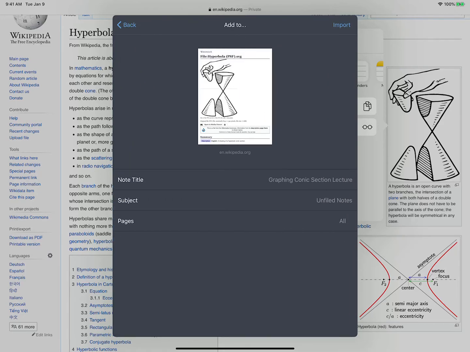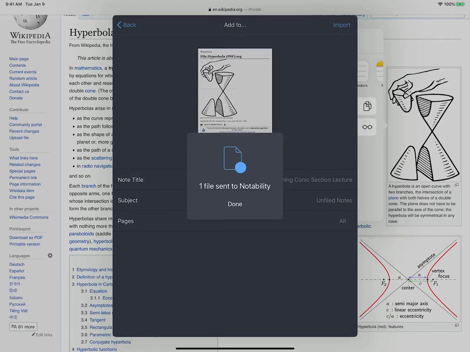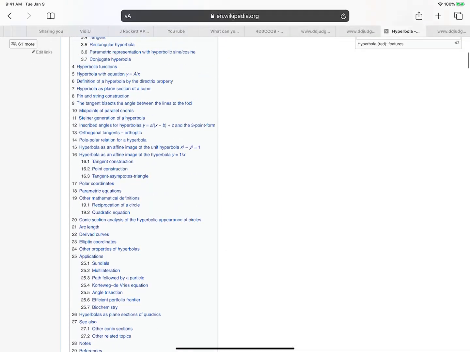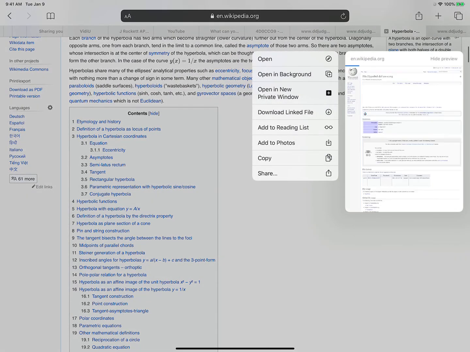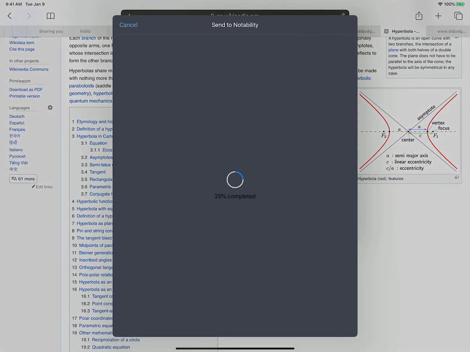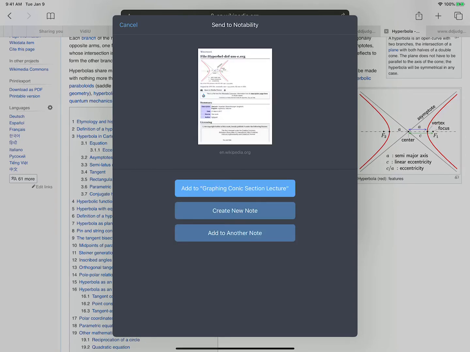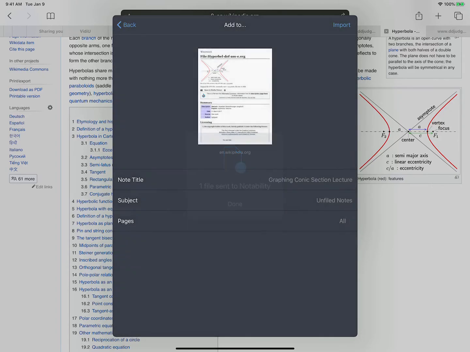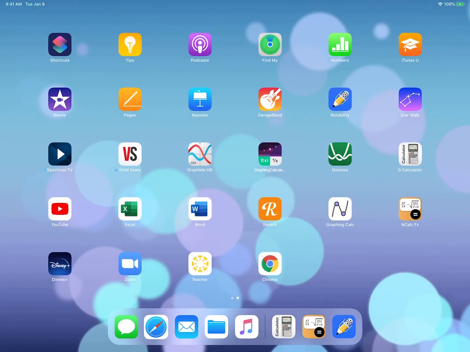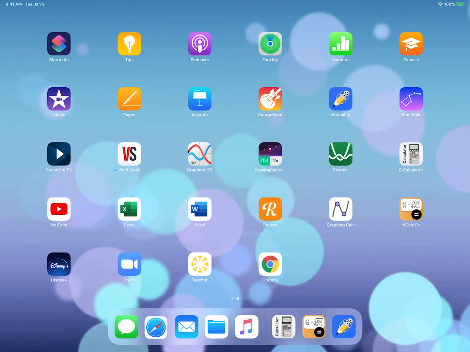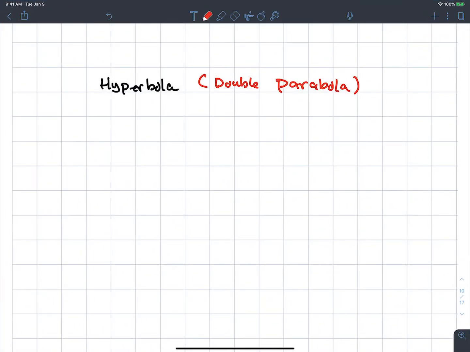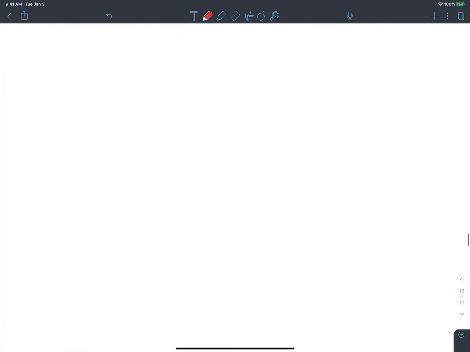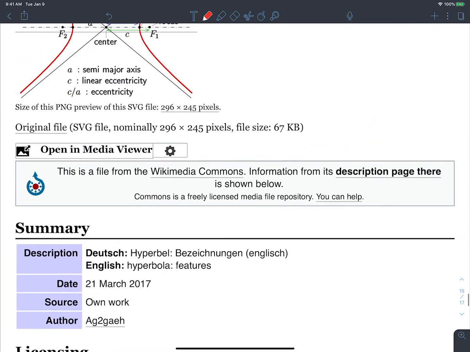Add here. Import. Done. Then I'm going to add this equation here because you actually have two types. It only looks like it gave you a horizontal type. We're going to start with the horizontal. So I'm going to do the same thing. I'm going to share to Notability, conics, import. All right, whatever. Says it's done. Well, where are you? Oh, weird.